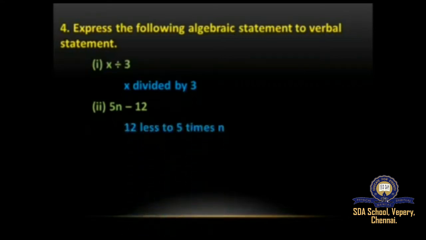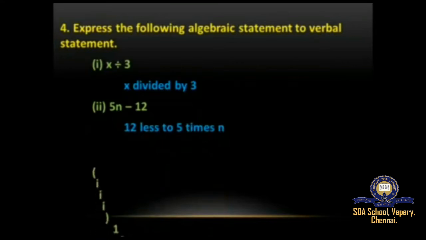Express the following algebraic statements to verbal statements. Okay, so the first one is x divided by 3. So in verbal statements, you'll be writing it as x divided by 3. Okay, so verbal statements means you're going to write it by wordings. The second one is 5n minus 12. So from this you can see that 5n represents it is 5 times of n. Okay, so 12 is being subtracted from 5n. So you'll be writing it as 12 less to 5 times of n.